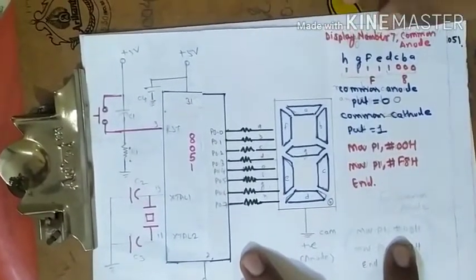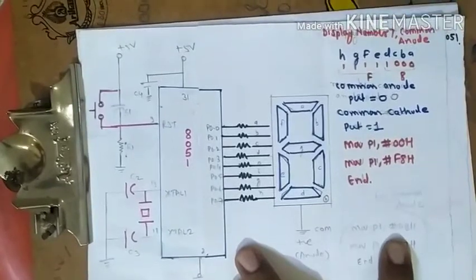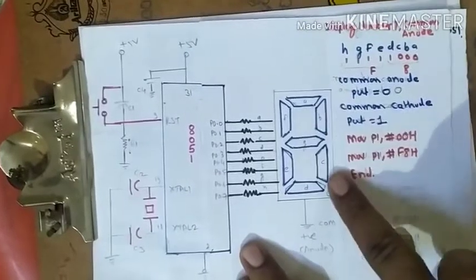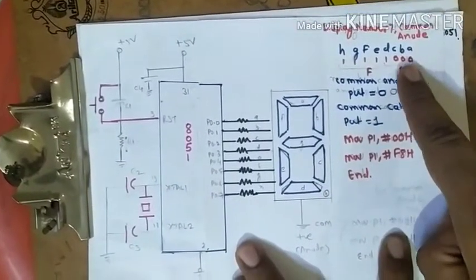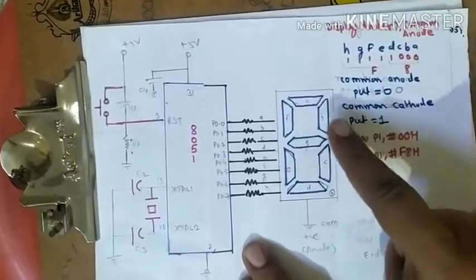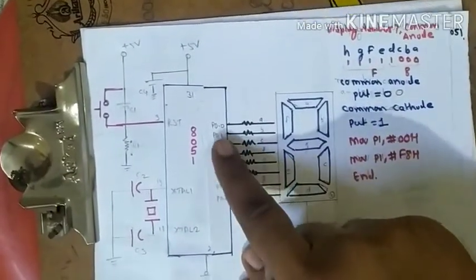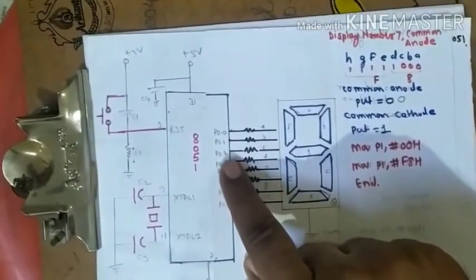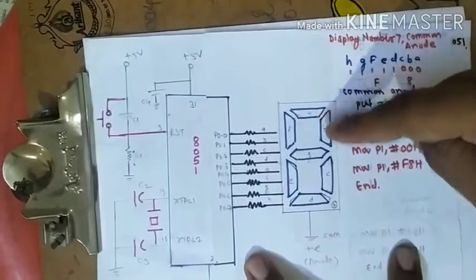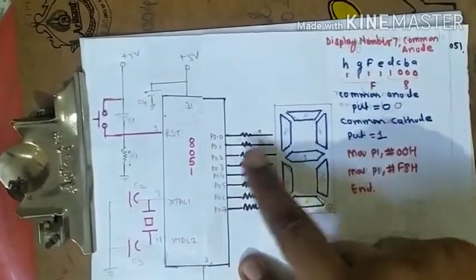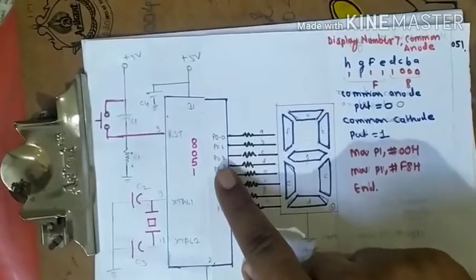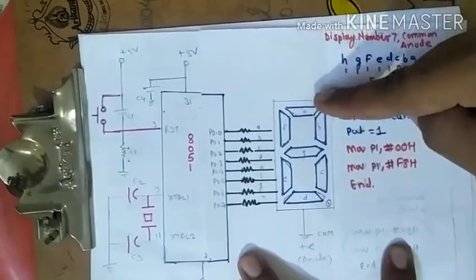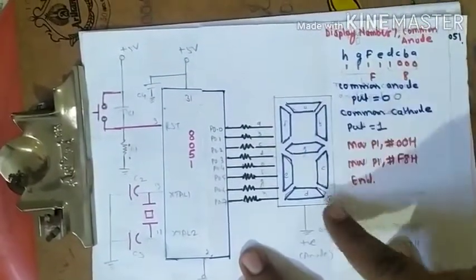In the case of displaying 7, try to understand, we have to glow A, B and C only. So we are putting A, B, C equal to 0, because when A, B and C glow, we give 0 to P0.0, P0.1 and P0.2 with respect to A, B, C. P0.0 is connected to A, P0.1 connected to B and P0.2 connected to C. If we put 0, 0, 0 here, A, B, C will glow, and this shows number 7.